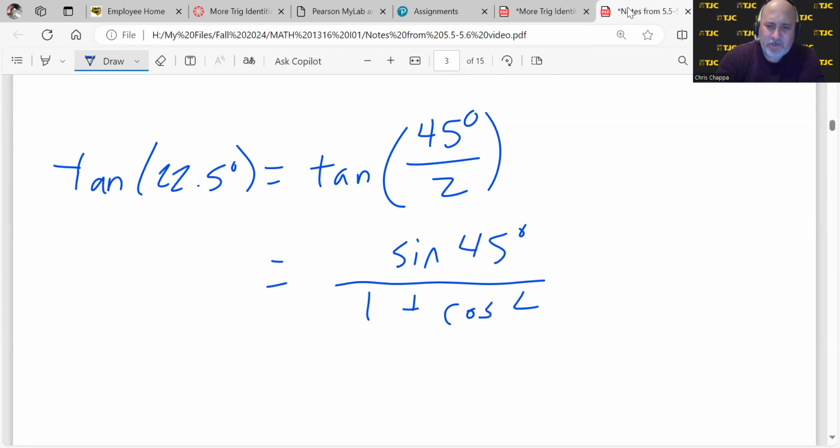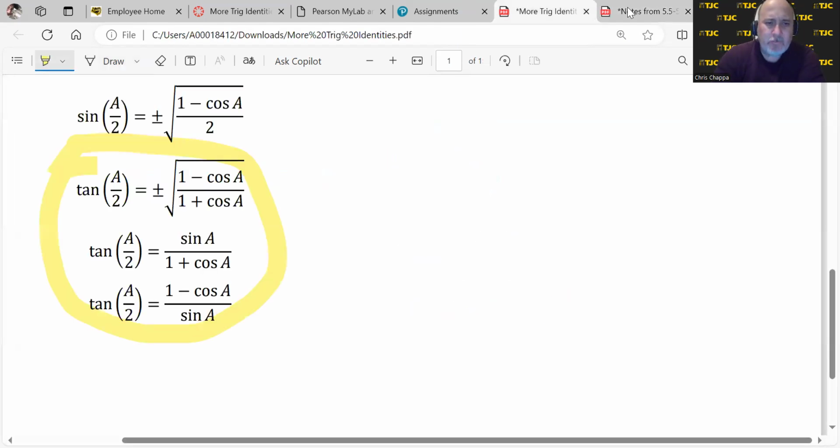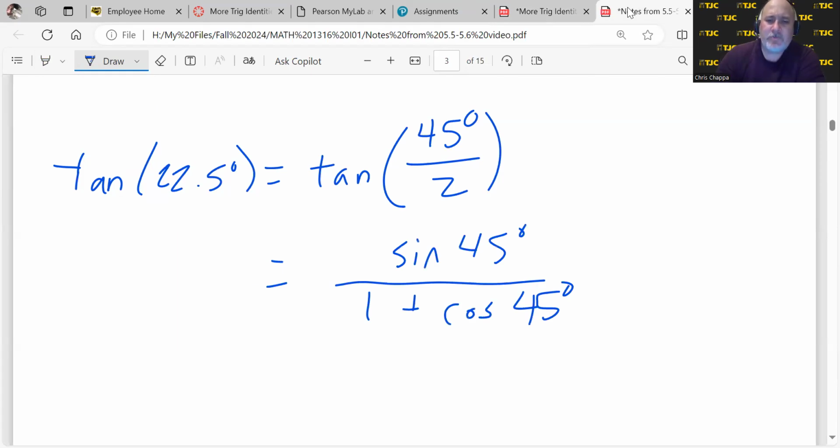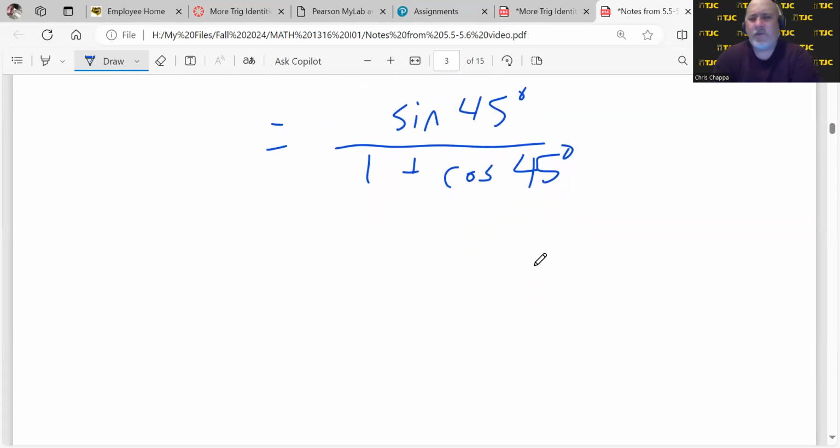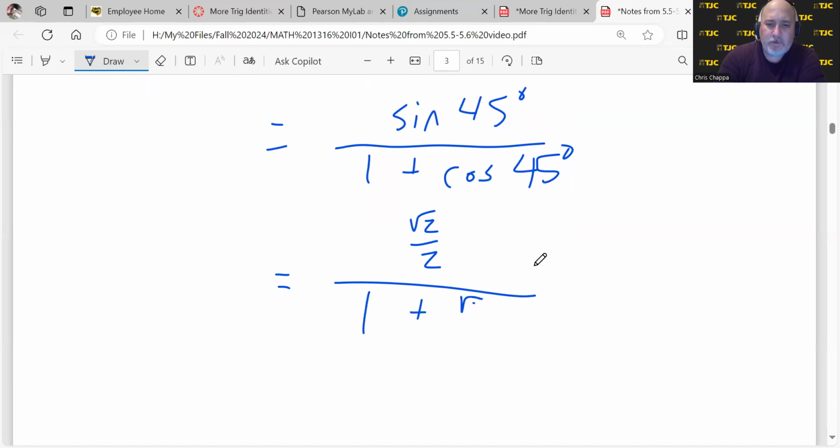Let me double check to make sure I didn't get them backwards or mix up the sign. Sine over 1 plus cosine. Yes. And we know the values of both sine of 45 degrees and cosine of 45 degrees. Whether it's by a right triangle or a unit circle, they're both equal to the square root of 2 over 2. So we have square root of 2 over 2 over 1 plus square root of 2 over 2. Now, we're going to have to clean this up a lot.